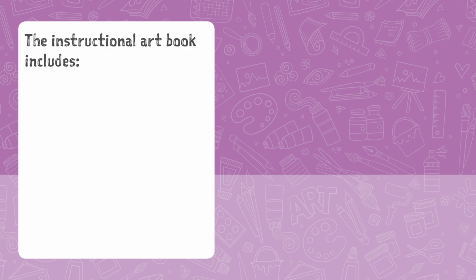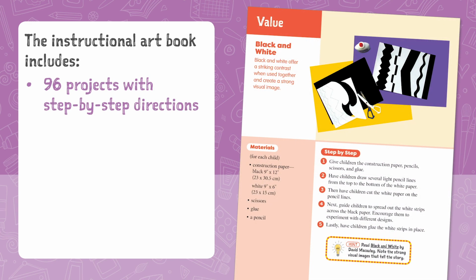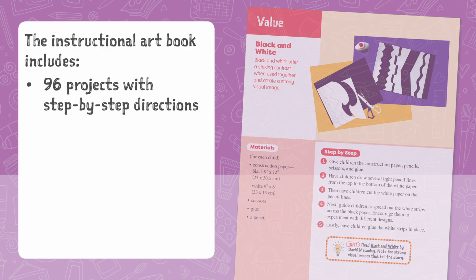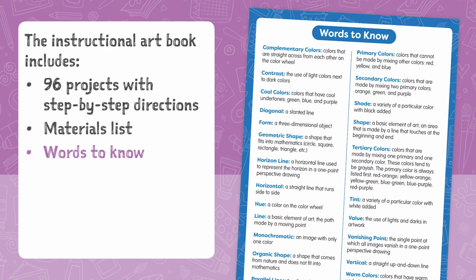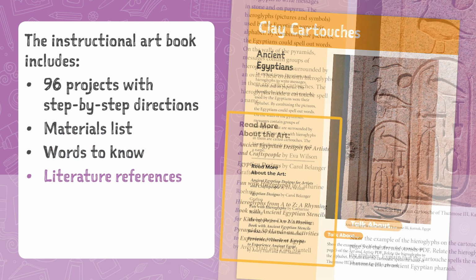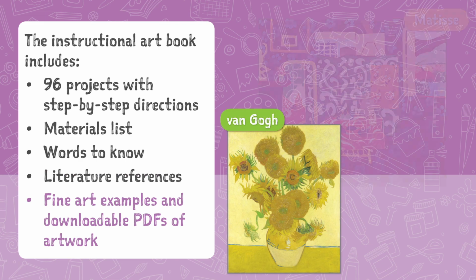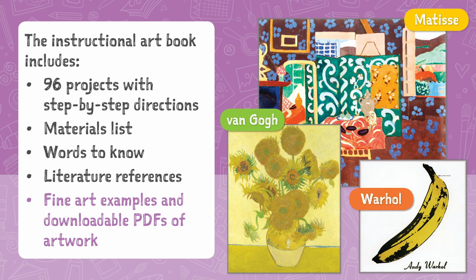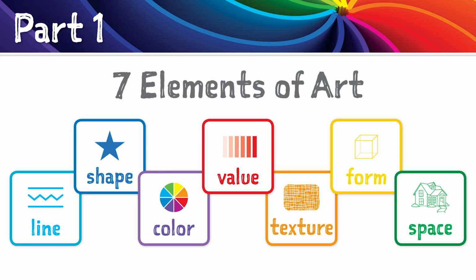This instructional art book includes 96 projects with step-by-step directions, materials list, words to know, literature references, fine art examples, and downloadable PDFs of artwork. Part 1 of this resource teaches students the 7 elements of art with simple and engaging art projects.